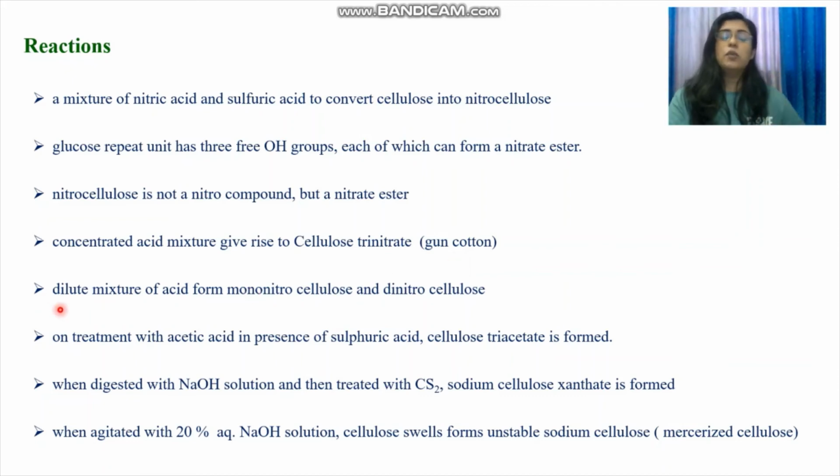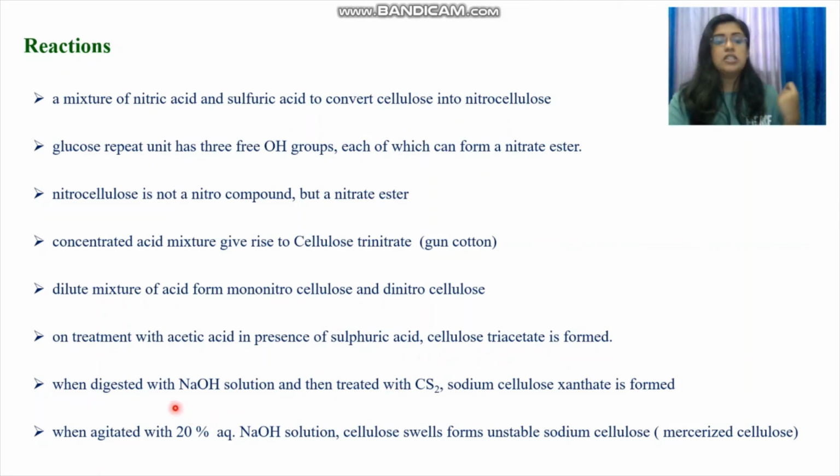But if you're treating with a dilute mixture of HNO3 and H2SO4, cellulose would get converted to either a mononitrocellulose or a dinitrocellulose, where only one or two OH groups react and not all three. The second reaction is the treatment of cellulose with acetic acid, and in presence of H2SO4, this acetic acid reacts with cellulose, giving rise to cellulose triacetate.